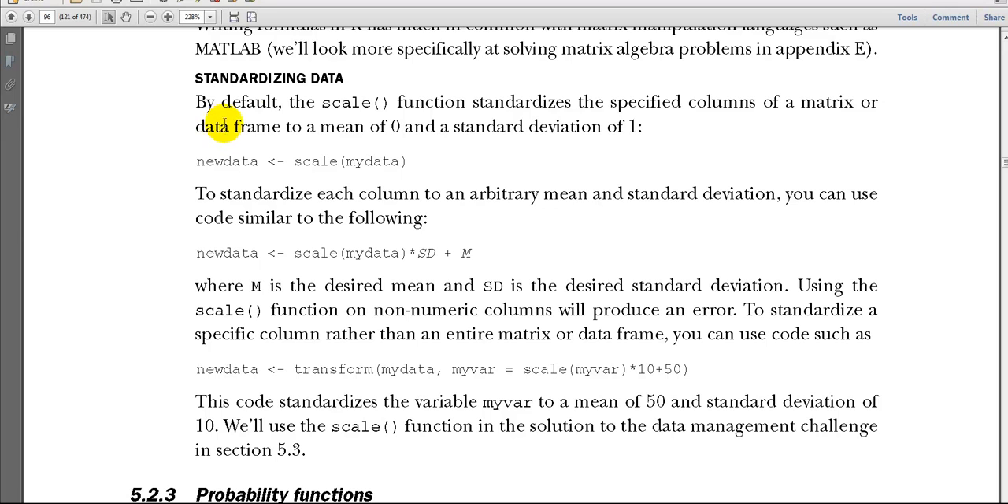Okay, let's just read about this. The scale function, which I mentioned in the last video, standardizes the specific columns of a matrix or data frame to a mean of 0 and standard deviation of 1. So we said that we wanted to do something like that. We wanted all the columns to have the same center and the same spread of the data. Now, I don't know if you know what I mean by the spread of the data, but if you took statistics with me, you should know. And if you took statistics with somebody else, I hope you know. But that's what the standard deviation is.